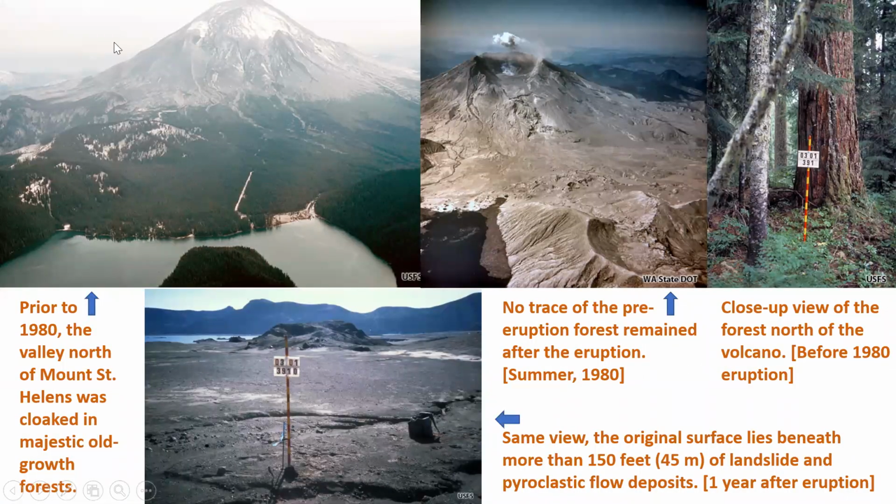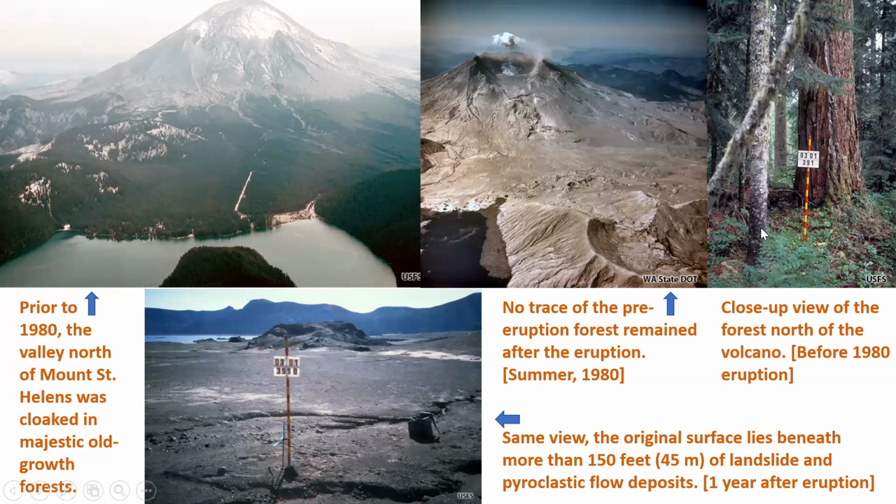Some pictures. This is a very nice prior to 1980 picture of the valley north of Mount St. Helens, with all the majestic old growth forests. And this next picture shows no trace of the pre-eruption forest. Let's compare the difference. The forest is totally gone. That is summer 1980. And this is a close-up view of the forest north of the volcano before the eruption, and it just became bare after that.